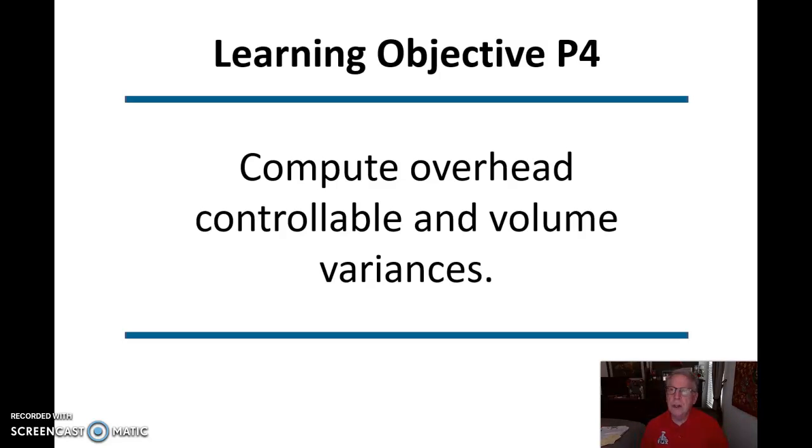Okay, that looks like a good place for us to stop this video. And when we come back, we'll look at computing overhead, controllable, and volume variance.